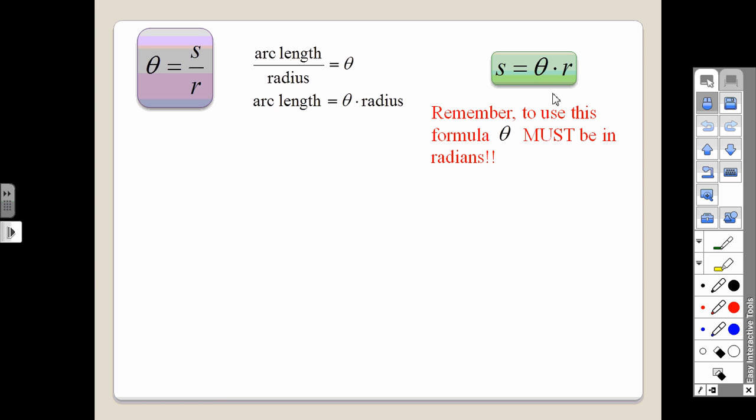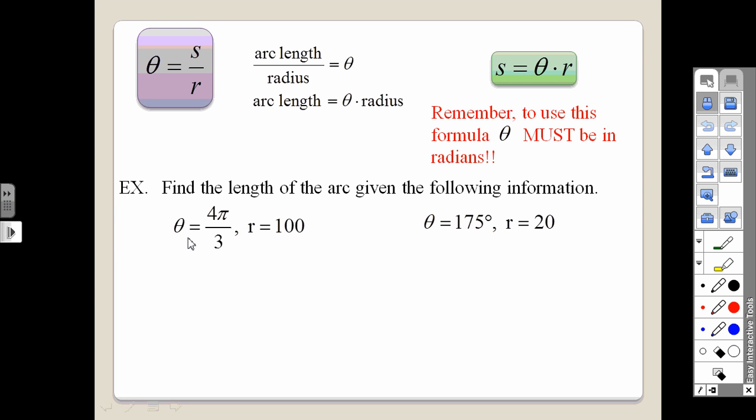This is the second formula that you are going to be using, which is that S is equal to theta times R. The only thing that you have to be conscious of is that in order to use this formula, your theta, the angle that they give you, has to be in radians. Whether the radians are in pi form or decimal form doesn't matter, as long as it's not degrees, because if it's in degrees, it's going to give you the wrong answer. So let's do a couple of examples here.